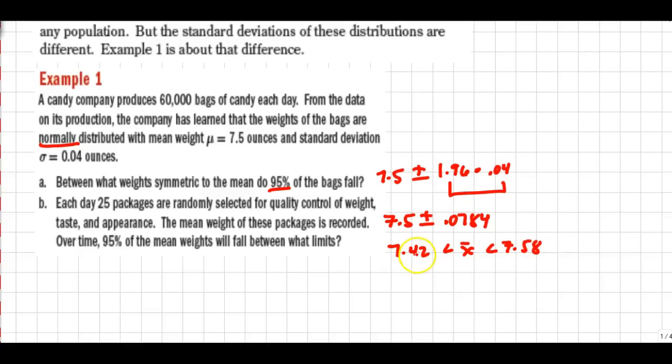Now you'll round to more decimal places as needed. I think usually two decimal places is perfectly fine. And so you write your answer as an inequality and you put the mean in between the middle. And sorry, these should be x in this case. So our data is going to fall within 7.42 and 7.58 ounces. Now for part B, we're going to do the same calculation, but this time for a 25 bag sample size.